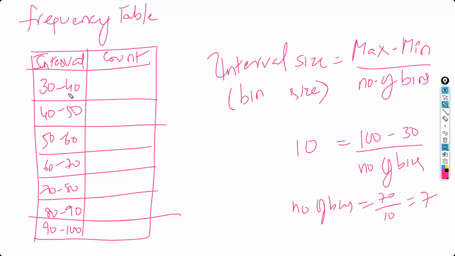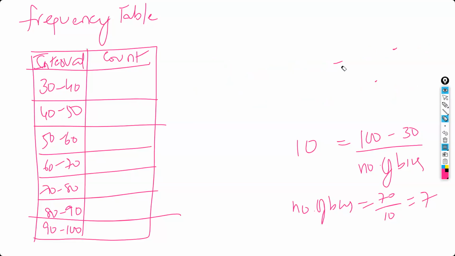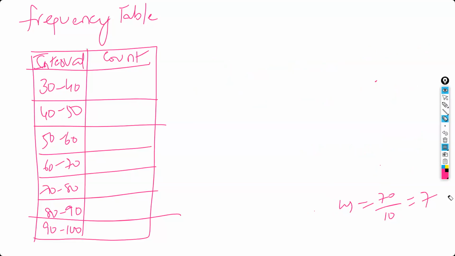So 30 to 40, how many students are there? Just open your notes. How many students? See, count for this. You count, please. In total, how many intervals did you get? Total 7. Is that clear? What is the meaning of 7? 7 you will get like this: 30 to 40, 40 to 50, 50 to 60, 60 to 70, 70 to 80, 80 to 90, 90 to 100.